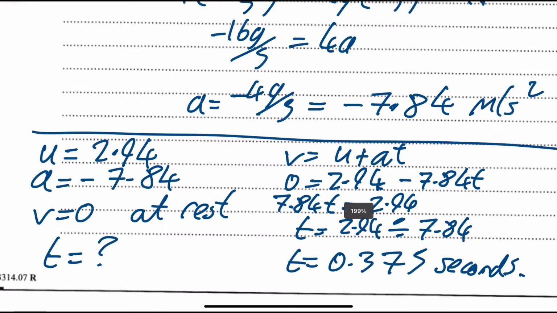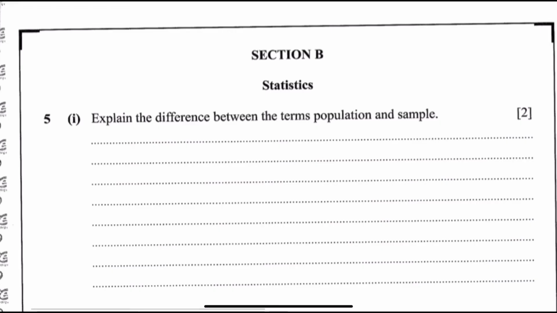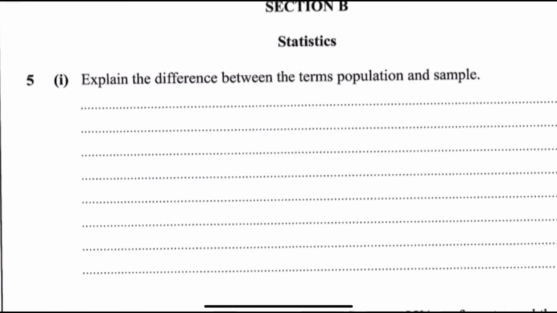Okay, that is the end of that section. We're now on to section B. Section B, what is section B? It's our statistics section. It says explain the difference between the terms population and sample. Okay, so population, something along the lines of this.